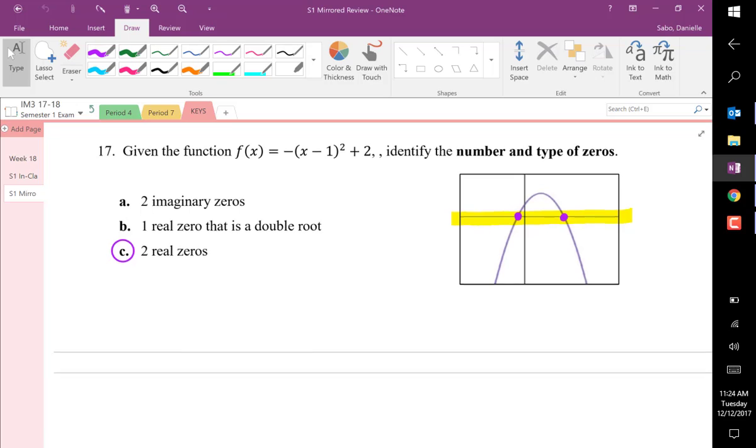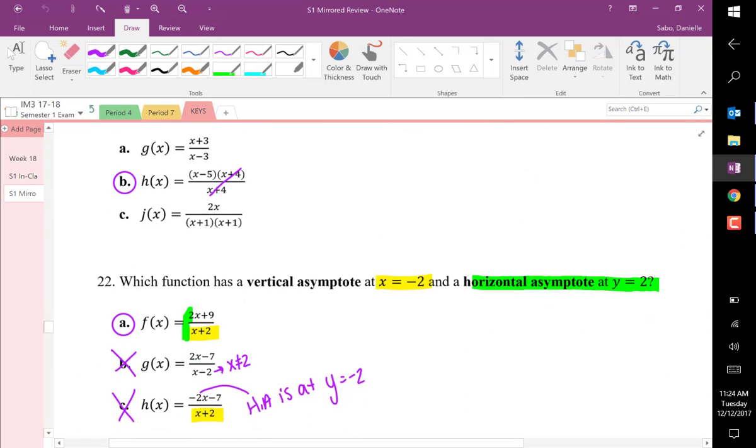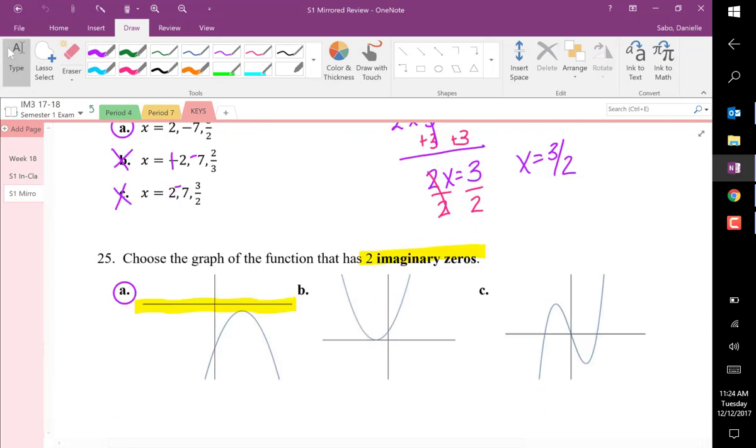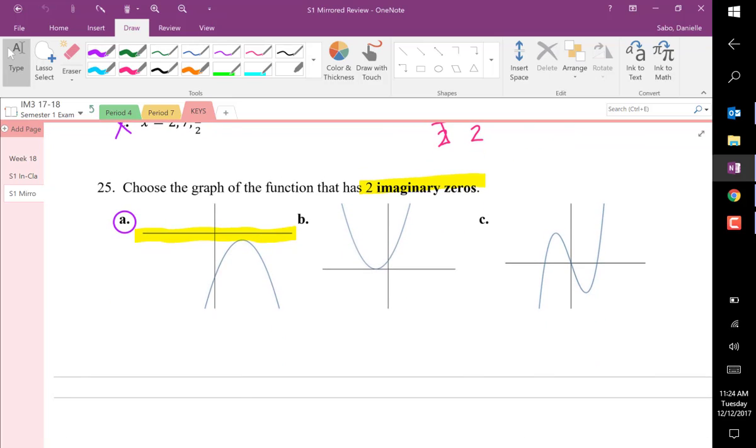Okay, then I had 25. So flip with me. Check your answers, please. 25 was that imaginary one. Look, I even highlighted it. It does not cross for A at all, and that's why it's imaginary. Hopefully that's one of the easier ones on your exam. Think imaginary does not exist. They do not cross the x-axis.